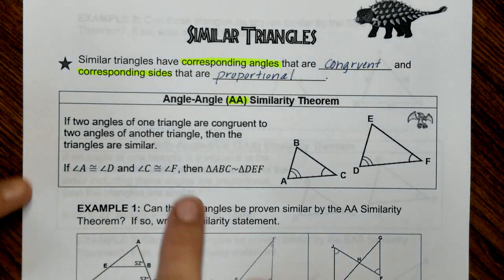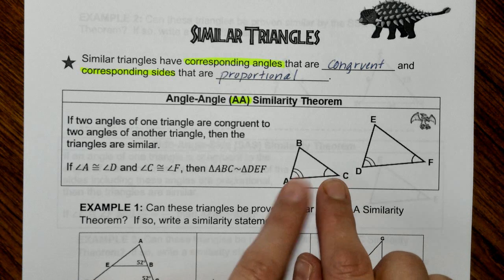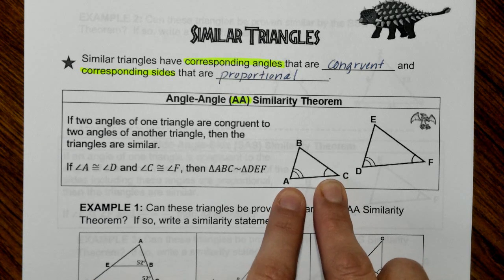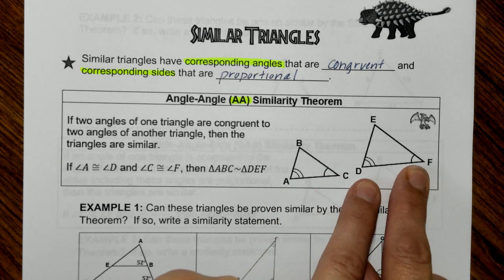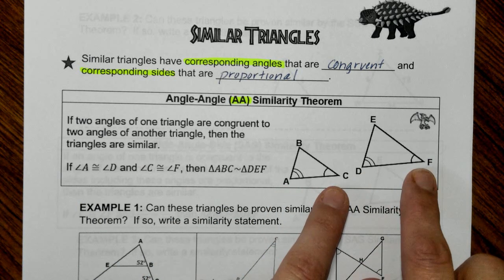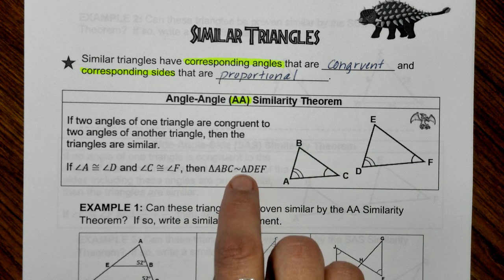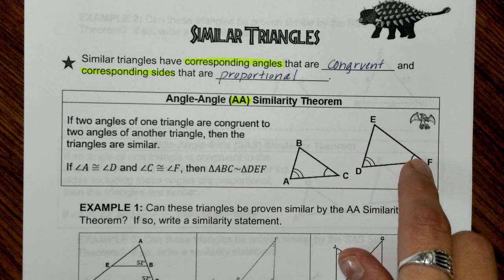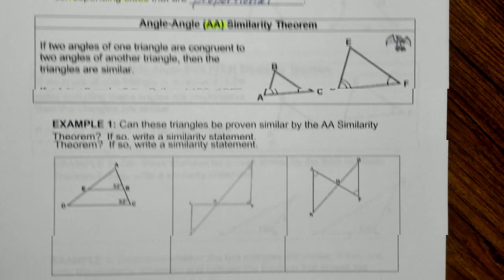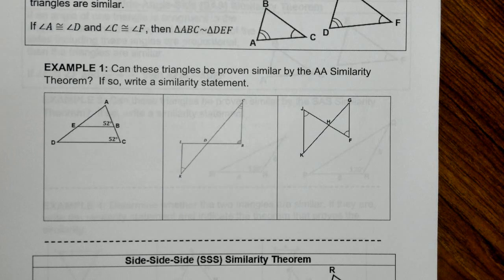All this is saying is that if we have 2 angles of one triangle here, angles C and A, that are going to be congruent to two angles of another triangle. So here we have angle A and D are congruent, and angle C and F are congruent. Therefore, we can say that triangle ABC is similar to triangle DEF. So let's take a look at 3 examples. Can we prove that these are similar by angle-angle?